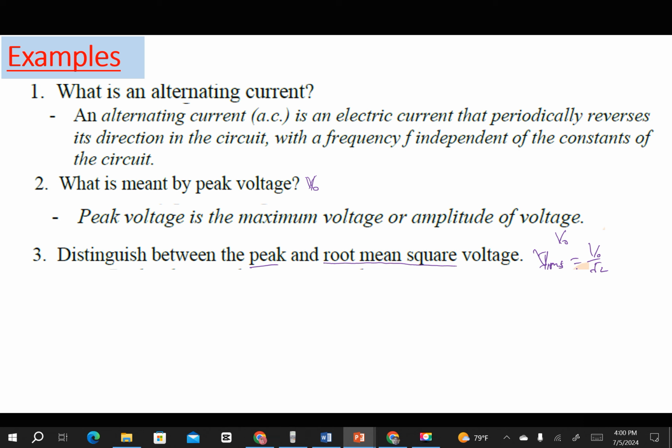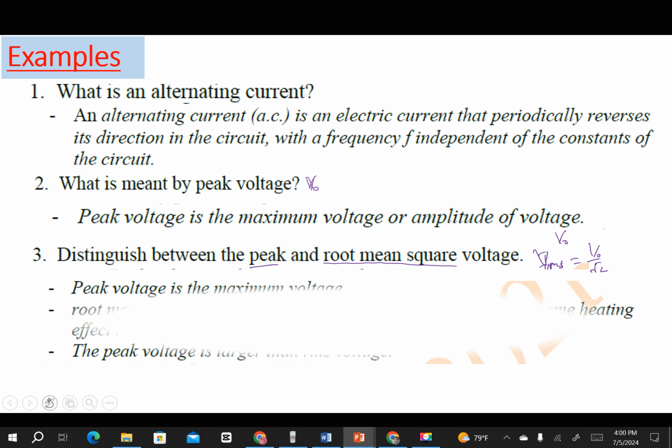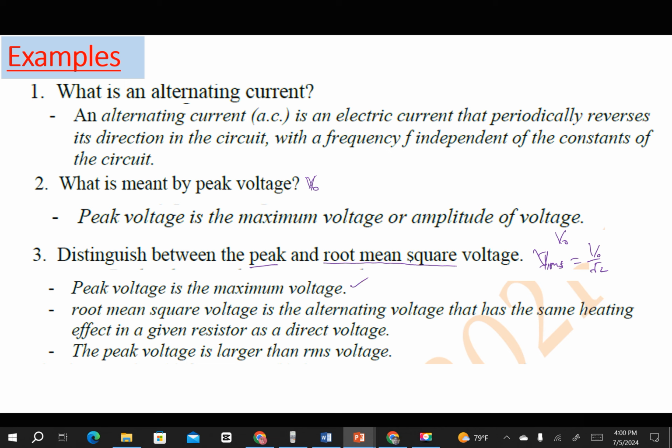So to distinguish these two terms, I'll give 3 important points. Number one, the peak voltage is the maximum voltage, yet the root mean square voltage is the alternating voltage that has the same heating effect. In other words, it dissipates the same power in a resistor, just like a direct voltage. And since the peak voltage is V0, yet the root mean square value of voltage is V0 over root 2, it means the peak voltage is greater than the root mean square voltage.